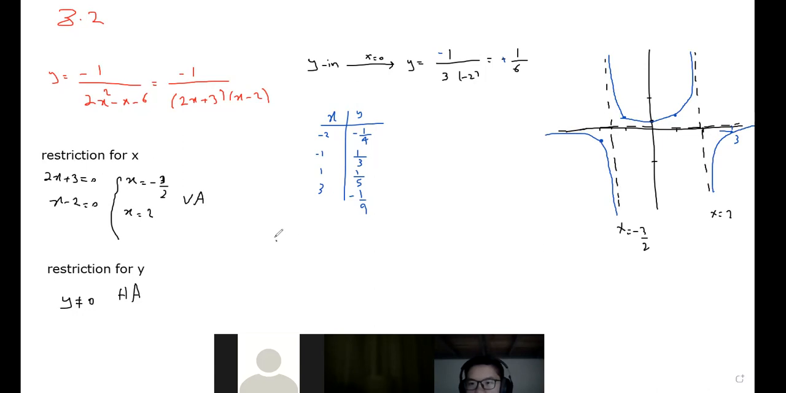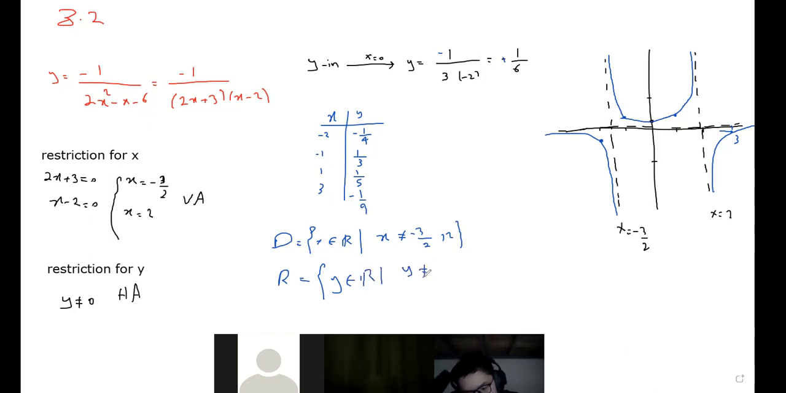So for the domain, everyone knows domain is x belongs to R. The restriction for x is -3/2 and 2. So x cannot be -3/2 and 2. And for range, y belongs to R. y cannot be 0. The restriction for y here.